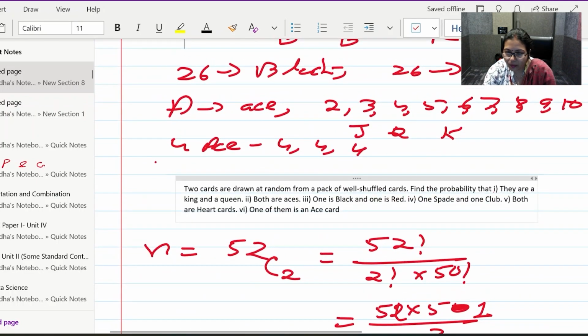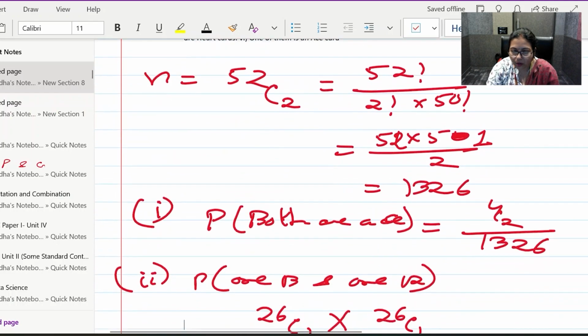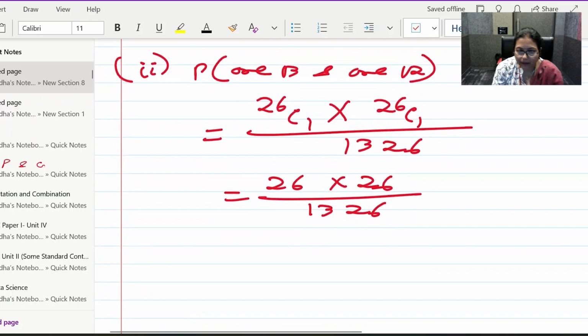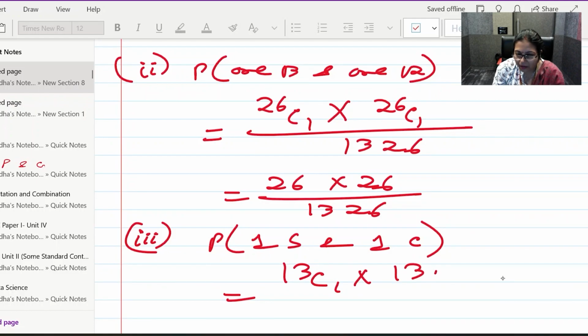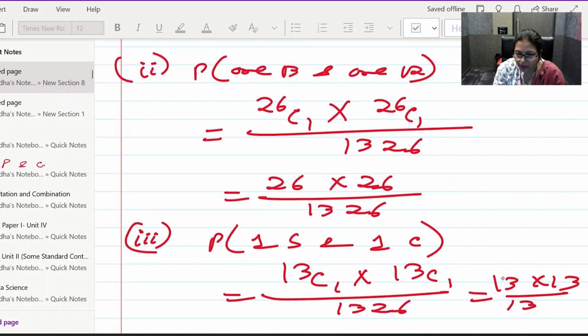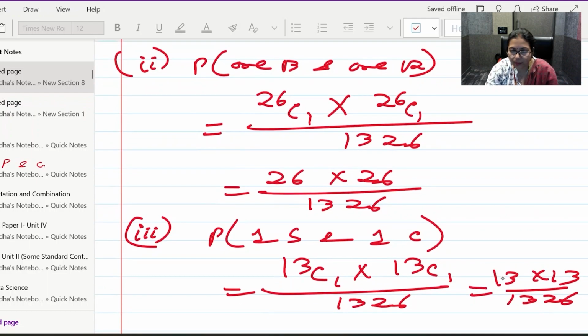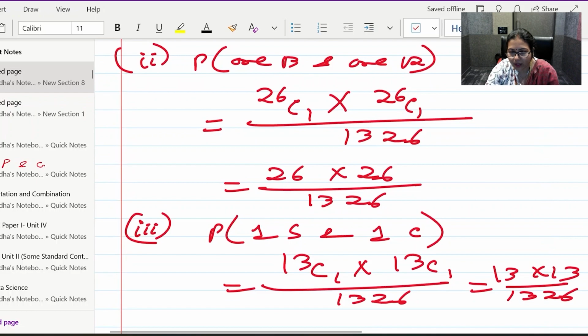Next the question is 1 spade and 1 club. Okay, 1 spade and 1 club. So how many spade cards are there? There are 13. From 13 we select 1, and multiplication. From 13 we select 1, divided by 1326. So we get the answer 13 into 13 divided by 1326. This is the probability of 1 spade and 1 club.